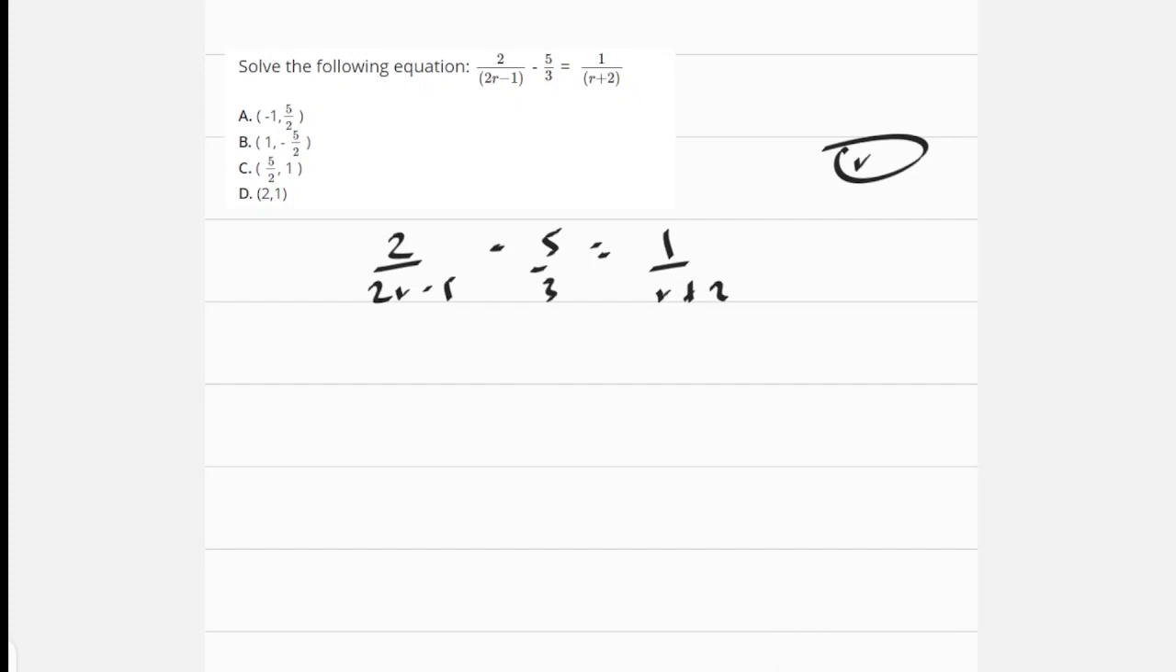If you check this equation very well, you will see that my denominators are 2r minus 1, 3, and r plus 2. How do I now get rid of these denominators? To get rid of the denominator, you multiply through by the LCM of the denominators. Just say, multiply through by the LCM of the denominators.